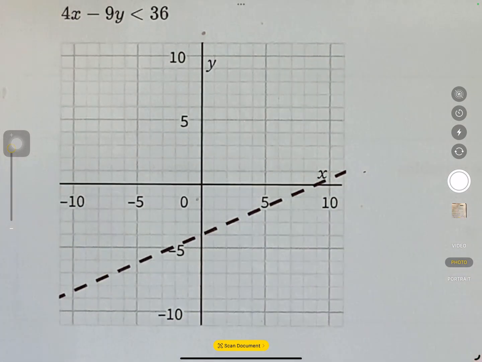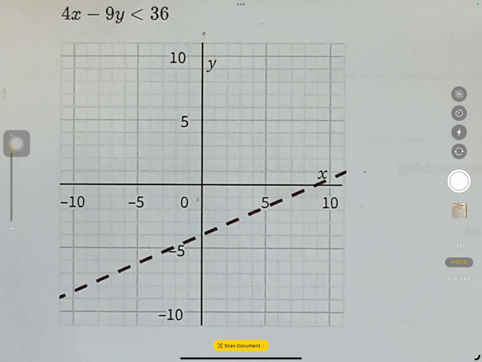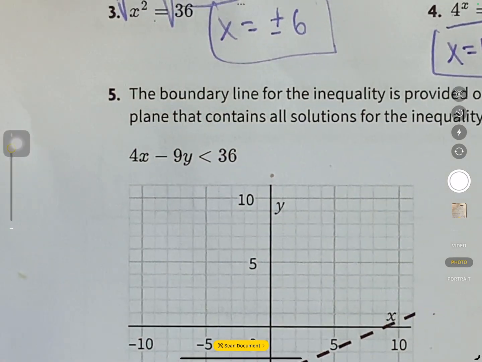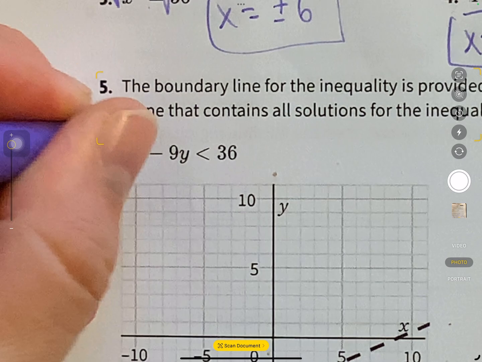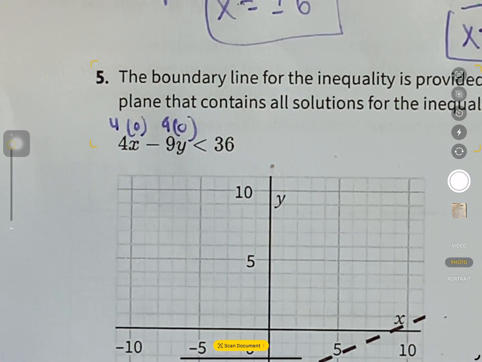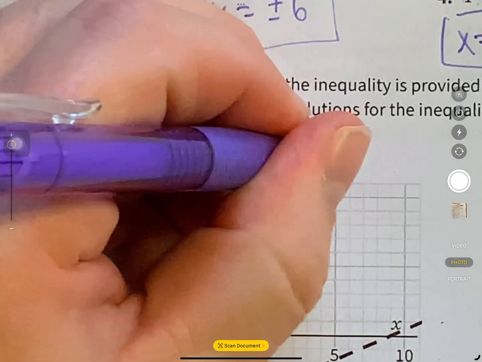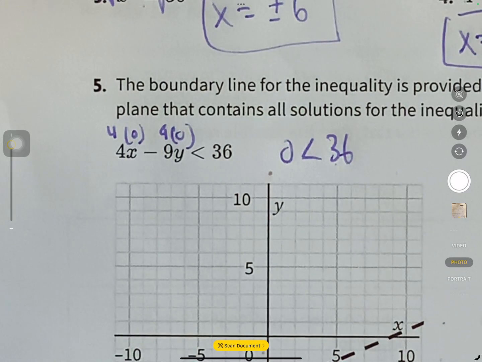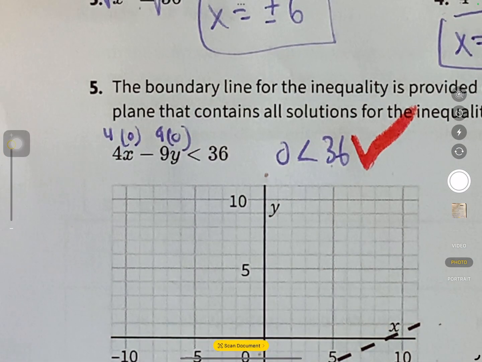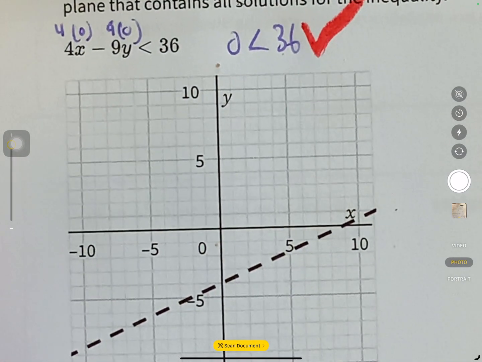I told you that we plug in a certain number to see if we shade. What was that number I told you we plug in? 0. And so you're going to plug 0 in right here and right here. Well, anything times 0 is 0. So you basically have 0 is less than 36. Is that true or false? Is 0 less than 36? It's true. 0 is less than 36. So we are going to shade the side with the origin.